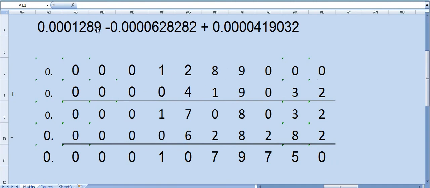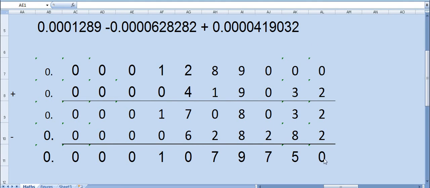See here, the digits are fewer for this number, as well as more for this number. So we put zeros over here. So add these two numbers, we get this answer. Now from this answer, go for subtraction of this number. So again go for subtraction and then you get this answer.